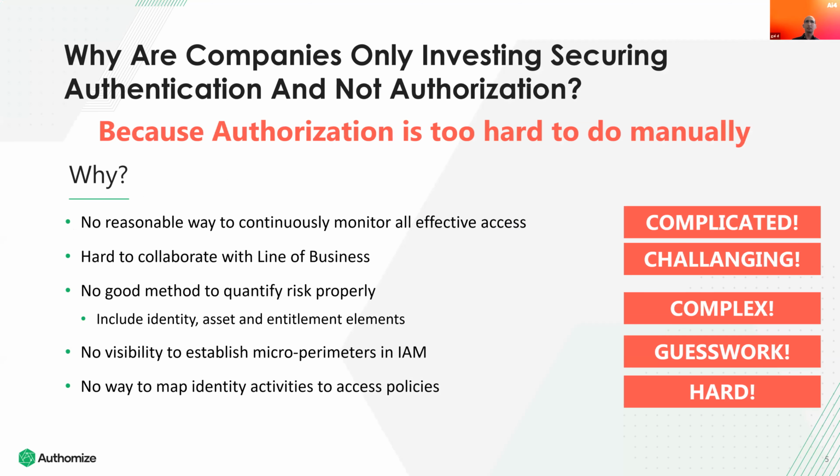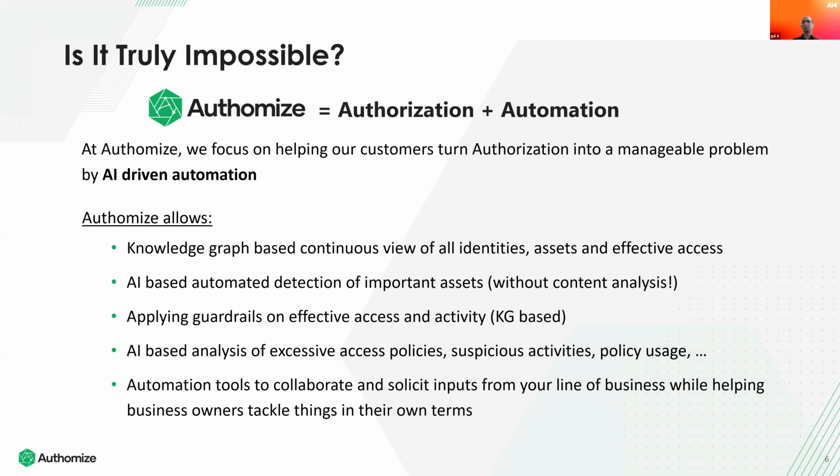So why do companies only invest in securing authentication and not authorization? The answer is simple: because authorization is too hard to do manually. There's no reasonable way to continuously monitor all effective access. It's very hard to collaborate with your line of business. There's no good method to quantify the risk properly. There's no visibility to establish the microperimeters. It becomes complete guesswork. And there's no way to map identity activities to access policies. But is it truly impossible?